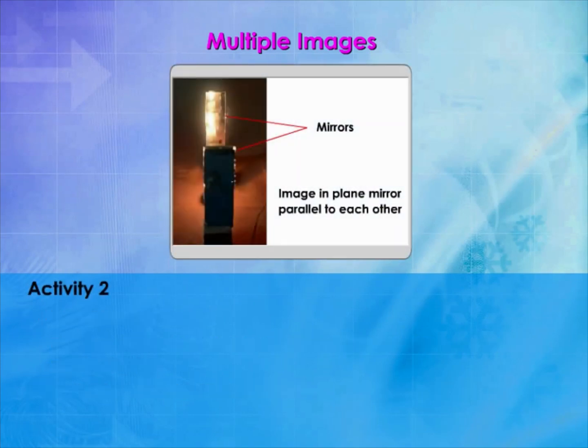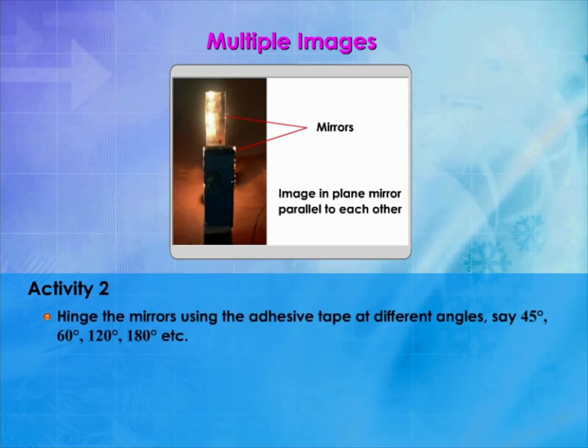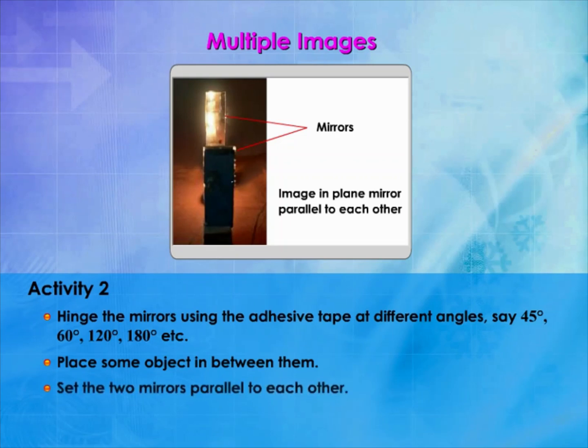Now hinge the mirrors using the adhesive tape at different angles, say 45 degrees, 60 degrees, 120 degrees, 180 degrees, etc. Place some object, say a candle, in between them. Note down the number of images of the object in each case. Finally, set the two mirrors parallel to each other. Find out how many images of a candle placed between them are formed. The idea of number of images formed by mirrors placed at an angle to one another is used in a kaleidoscope to make numerous beautiful patterns.